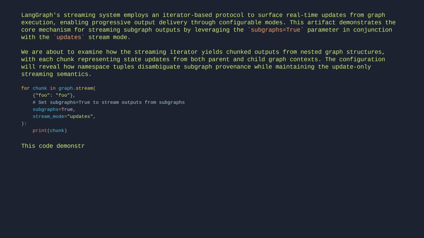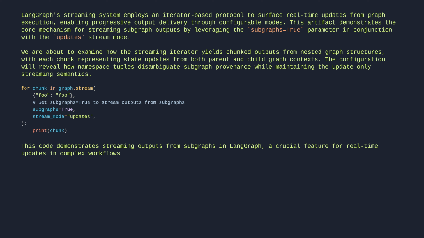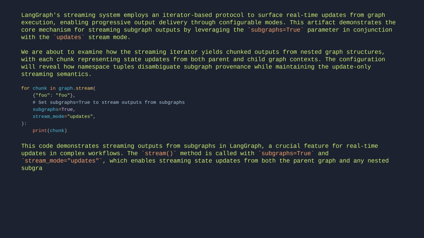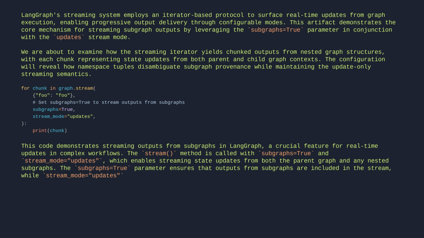This code demonstrates streaming outputs from subgraphs in LangGraph, a crucial feature for real-time updates in complex workflows. The stream method is called with subgraphs equals true and stream mode equals updates, which enables streaming state updates from both the parent graph and any nested subgraphs. The subgraphs equals true parameter ensures that outputs from subgraphs are included in the stream, while stream mode equals updates specifies that only state deltas, changes, should be streamed after each step.